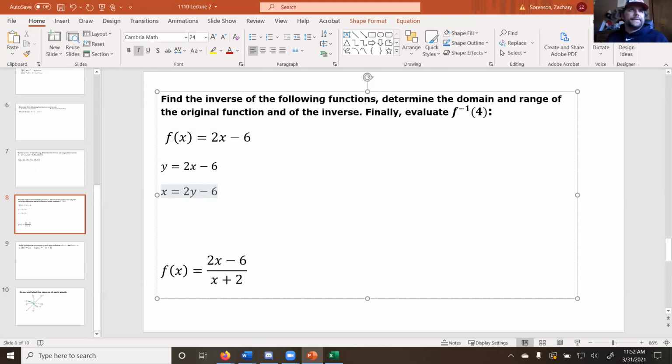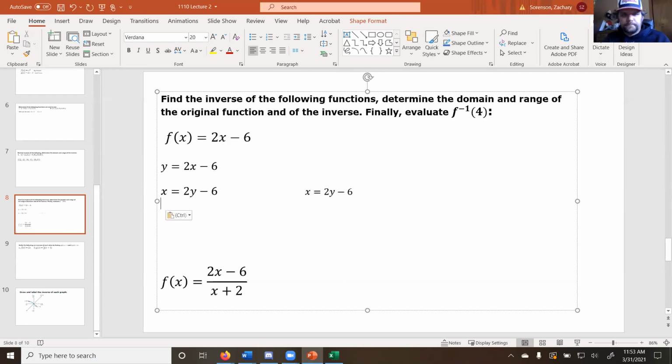And that's honestly the entire process of finding an inverse. I replace f of x with y. I don't really have to do that, but it makes the algebra easier. Flip x and y, solve for y. Three-step process. Maybe it's a little bit difficult to solve for y, but that's the overall process of finding an inverse. So how do I solve for y? You'd add 6 to both sides and then divide by 2.